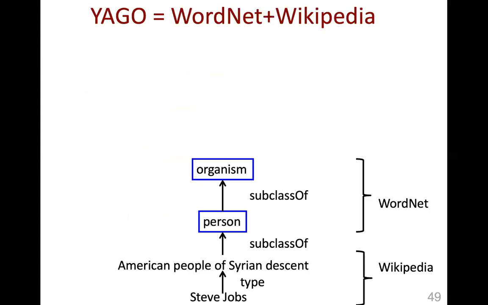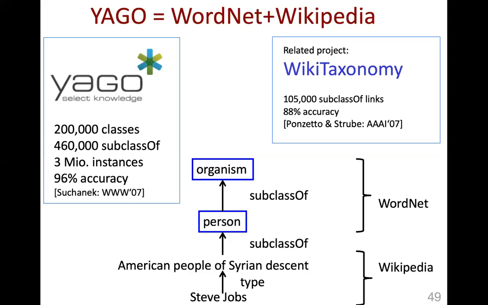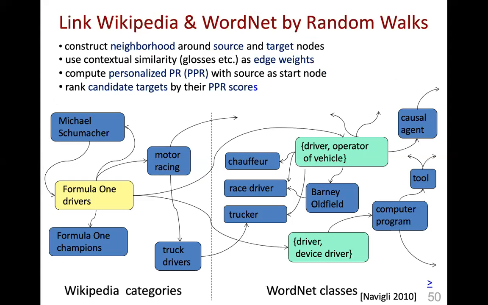So we have a Wikipedia, we have a WordNet, a person, subclass of organism, and then we can have these linked combinations like this example in the YAGO with 200 classes. Okay, here we report 96% accuracy, before we said 95, but anyway, it's about that, and it's very high, and it's very, very comprehensive, right? So it was released in 3W 0.7. We also have a wiki taxonomy of 105 links with 88% accuracy.